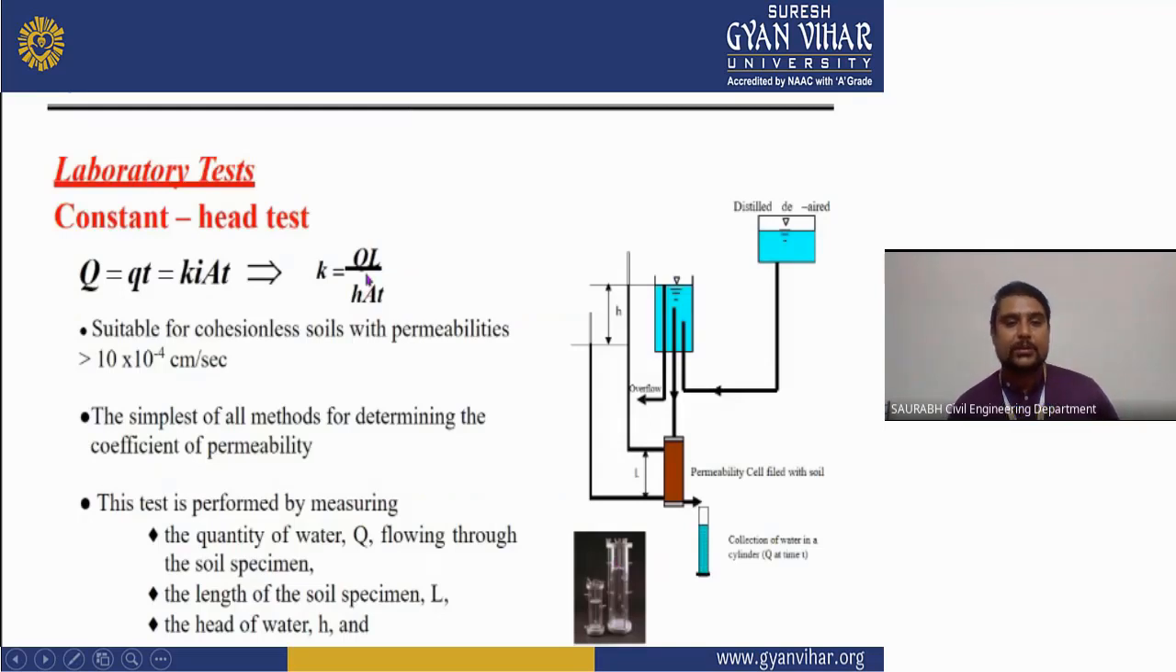For the constant head test, we can write Q equals q t equals k i A t, and k here will be Q L upon h A t. It is suitable for cohesionless soil with permeability greater than 10 to the power minus 4 centimeter per second. The test is performed by measuring the quantity of water Q flowing through the soil specimen, the length of the soil specimen L, and the head of water.